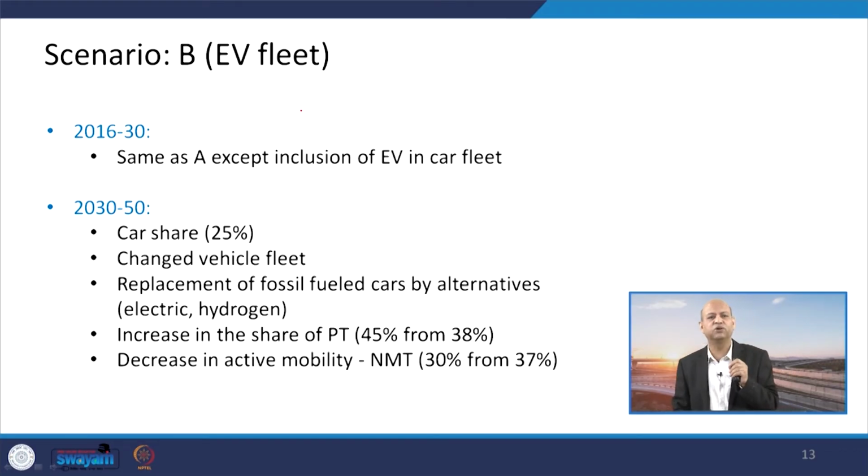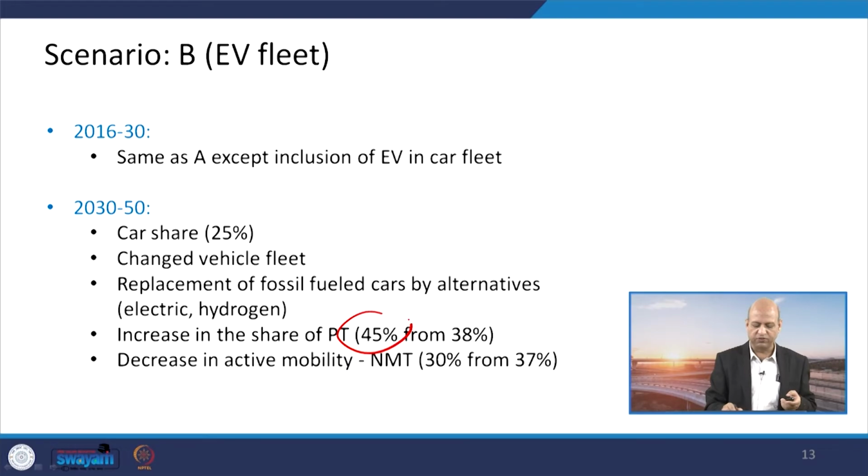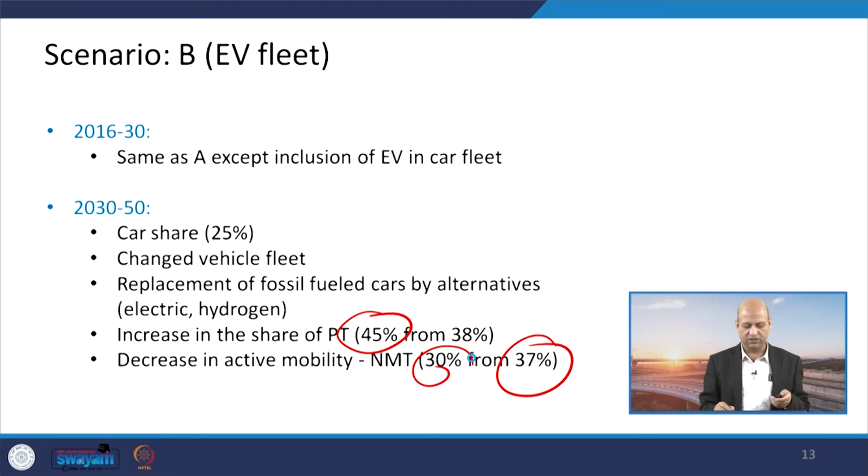Increase in the share of public transport to 45% from 38%, like you can see 38% here, and it has been considered as 45% in this scenario B, okay. And decrease in active mobility, that is non-motorized transport, to 30% from 37%. You can see here it was 37%. So, now it is 30%. So, those kinds of changes have been considered in this scenario B.